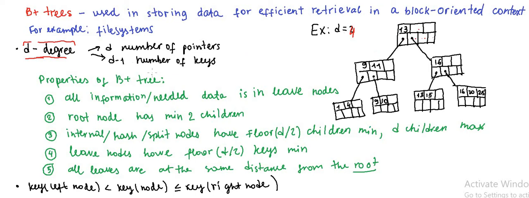And there are some properties of B plus tree. First of all, all the information is stored in the leaf nodes. So if we're searching for 4, or if we're searching for 5, we should look for it in the leaves, in the child nodes, not in the internal nodes nor in the root.